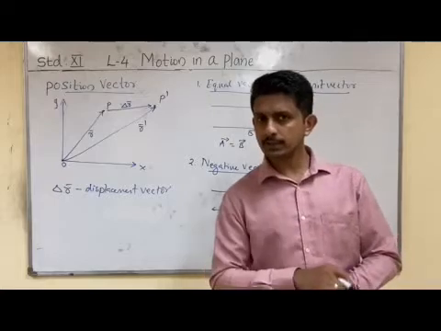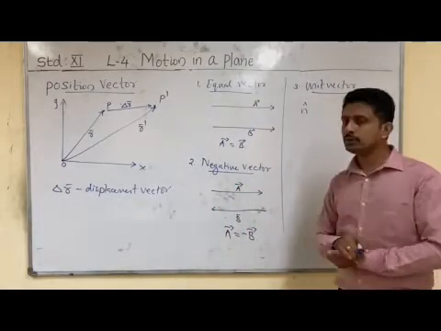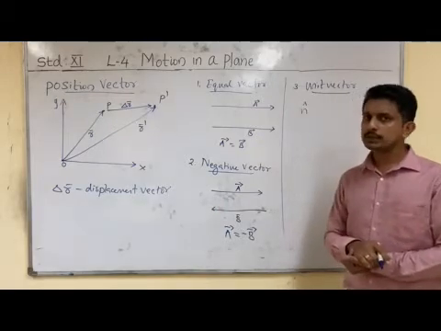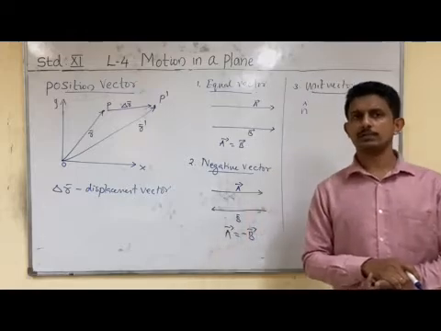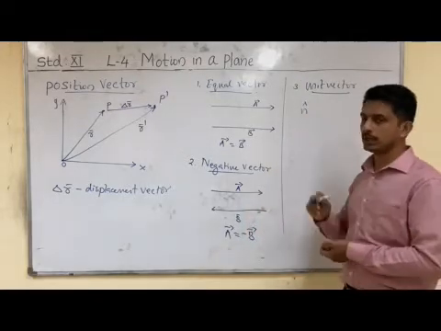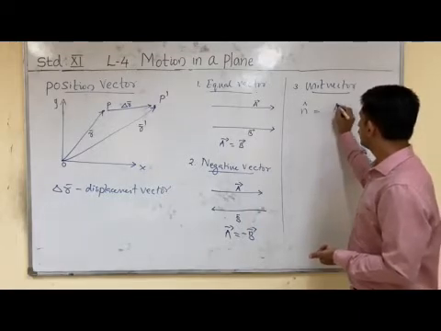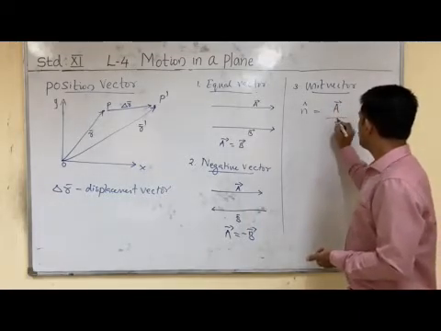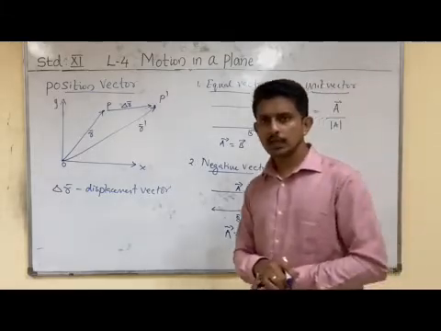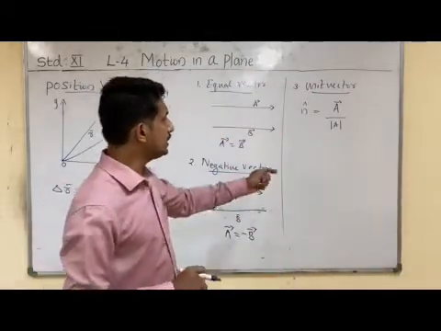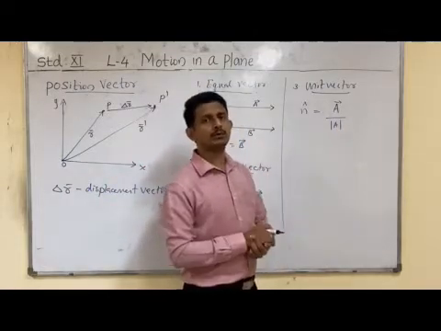So unit vector means the vectors which have unit magnitude. Magnitude remains a unity, but the direction is the same as the direction of a given vector. Such a type of vectors are known as unit vectors. Usually a unit vector is represented as the vector divided by the magnitude of the given vector. So you see that the unit vector is given by vector divided by magnitude of the vector.